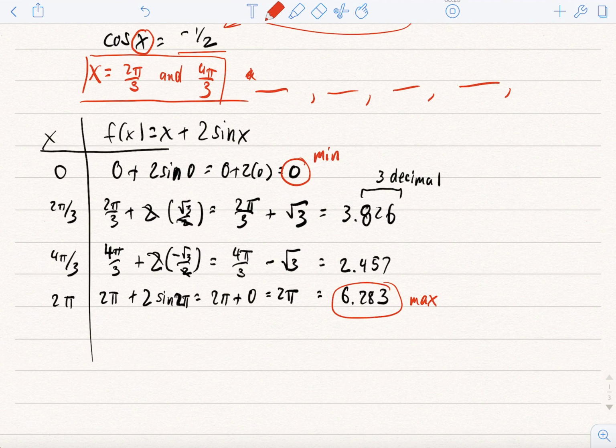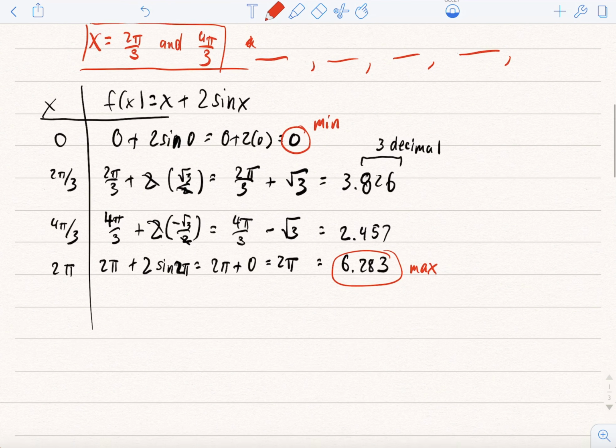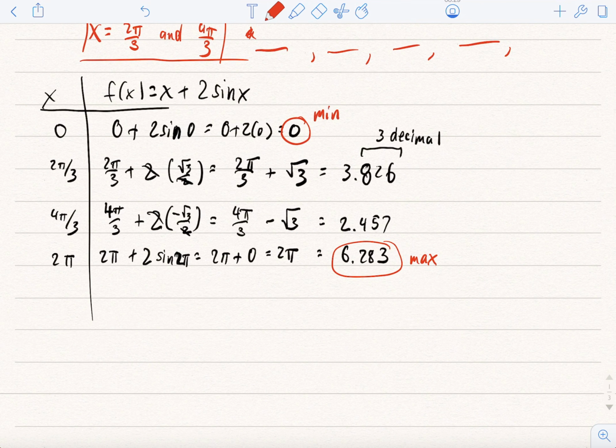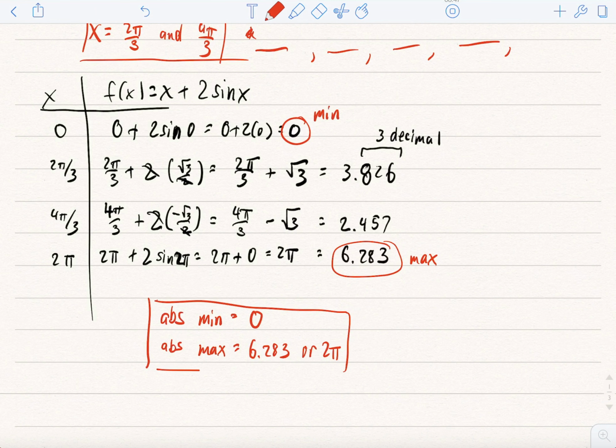So let's actually write an answer. My answer is that the absolute min is equal to 0, because it's the y value, and the absolute max is going to equal 6.283 or 2 pi. Either works. And that is how you do problem number 10.